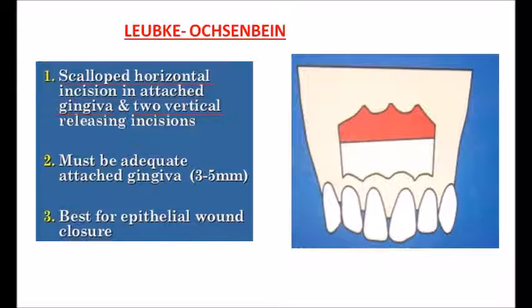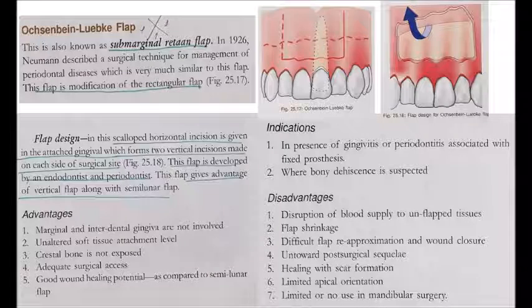So there must be adequate attached gingiva, that is 3 to 5 mm of attached gingiva, for this flap. A scalloped horizontal incision is given in the attached gingiva, which is an important point, along with the two vertical incisions. Now, this is best for epithelial wound closure. The Luebke-Ochsenbein flap is also known as the submarginal curved flap.